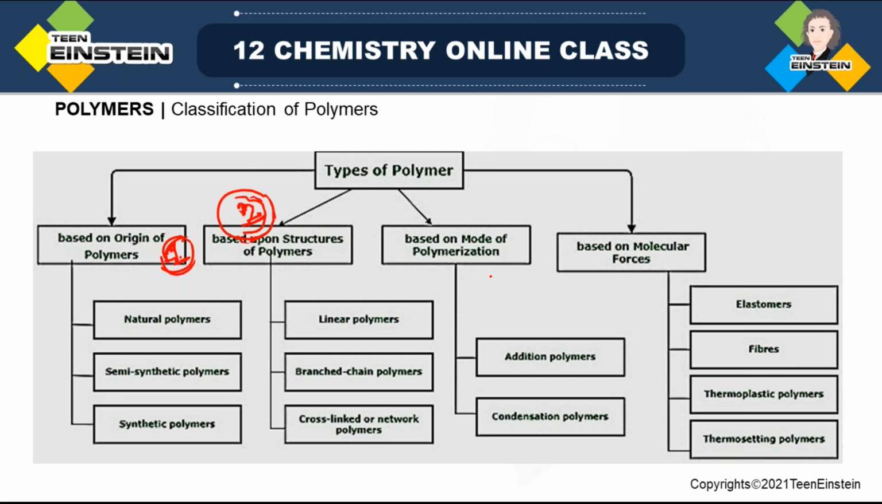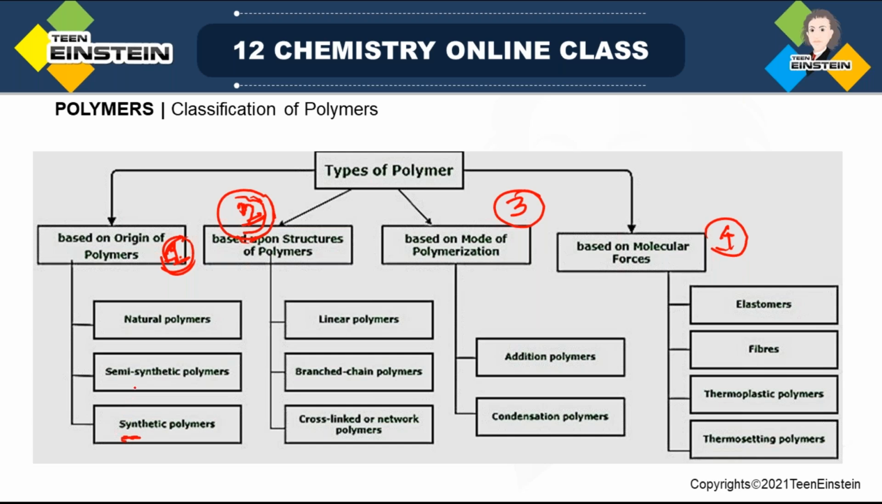It may be based on mode of polymerization, that is number 3, and molecular forces. So all these 4 points you have already seen in the previous slide. So when it is based on origin, it may be natural polymers which are already present in nature. You don't have to synthesize. It may be synthetic, which is completely man-made, and something may be in between these two, semi-synthetic. So that means it is not completely synthetic.